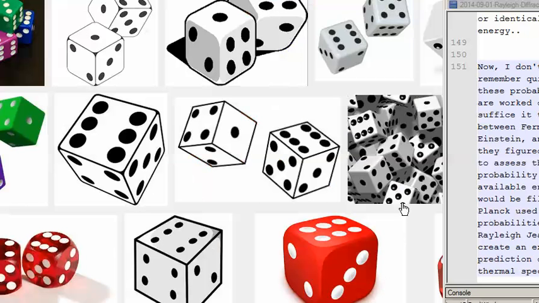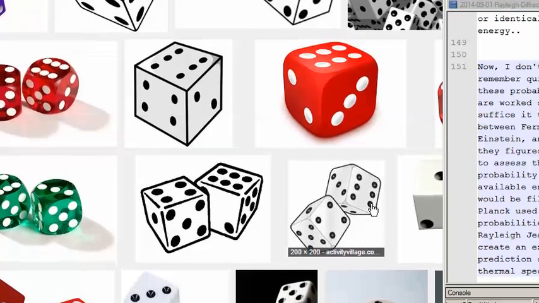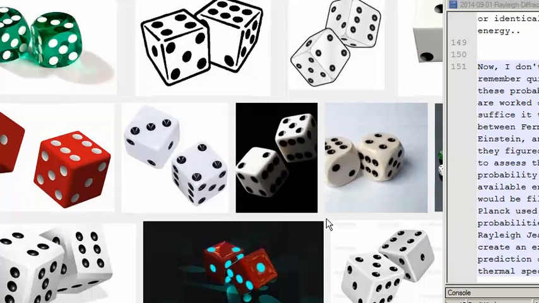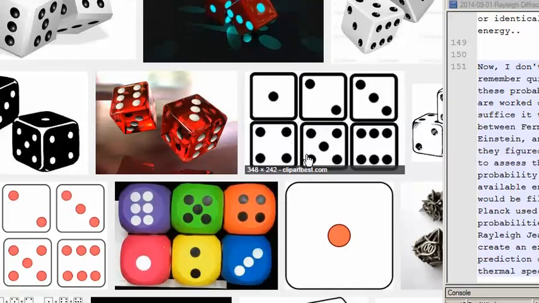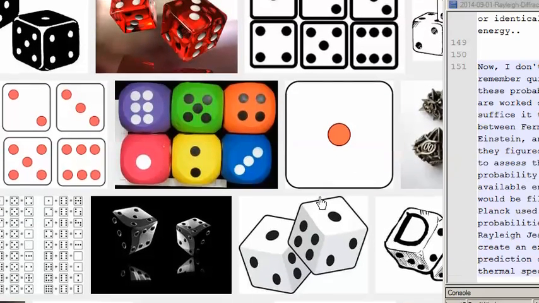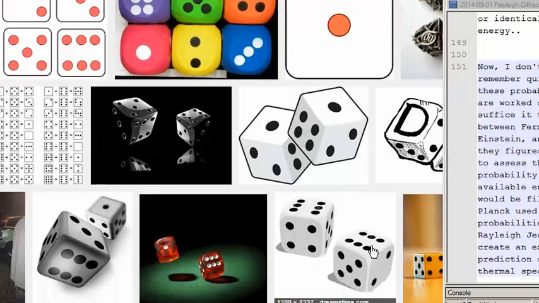Now, I don't quite currently remember how these probabilities are worked out, but suffice it to say, between Fermi-Dirac and Einstein and Bose, they figured out a way to assess the probability that an available energy state would be filled, and then Planck used those probabilities with the Rayleigh-Jeans law to create an exact prediction of the thermal spectrum.